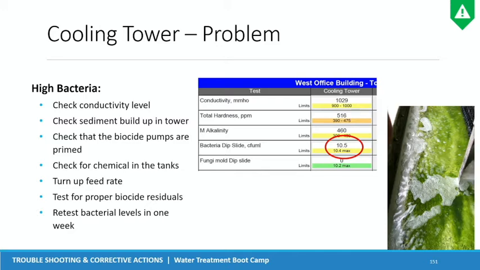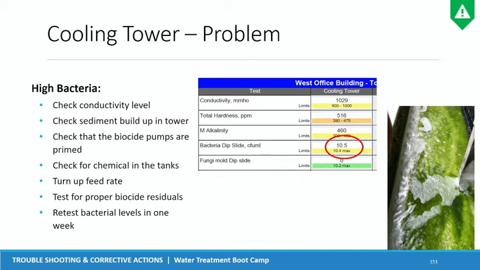And you check that your biocide pumps are primed, which means if you're actually pumping chemical into your system, check the chemical tanks, see if there's actually chemical in the tank and that it is being transferred into the system. If there's no chemistry, you're not feeding anything. Turn up the feed rate, test for proper biocide residual, and retest bacterial levels in 1 week. It's very important, and we'll get to it with chlorine degradation in time, but some chemicals lose their strength over time. So you might have to feed 2x as much in order to get the same effect. Just some of the things to keep in mind when working with different systems.